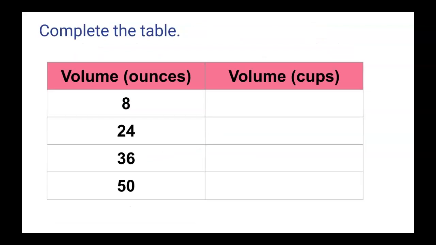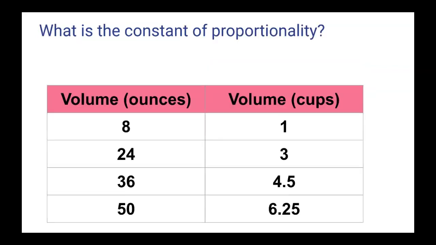All right, now I'd like you to look the other direction. If I give you the volume in ounces, can you give me the volume in cups? Take a few moments and complete this table. All right, I hope it looks like this. 1, then 3, 4.5, 6 1/4. It's fine if you use fractions or decimals. Could you find the constant of proportionality in this case?